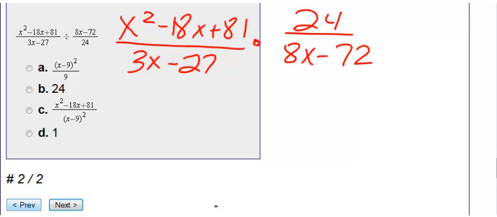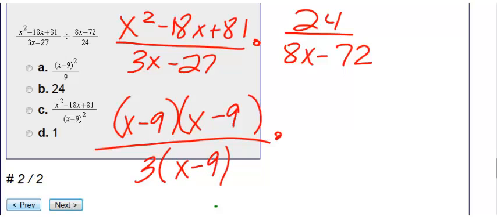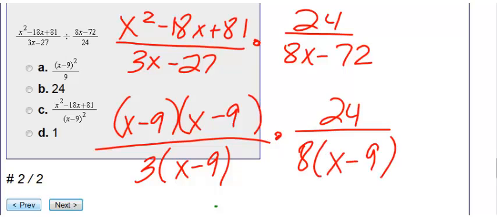So I look at this first top. I can break it up into 2 parentheses. I put an x and an x. My factors of 81 to get a negative 18 are going to be negative 9, negative 9. On the bottom, I can pull out a 3. When I pull out a 3, I'm left with x minus 9. Okay, on top here, I can't do anything with a 24. On the bottom here, I can pull out an 8. Therefore, I'm left with x minus 9.